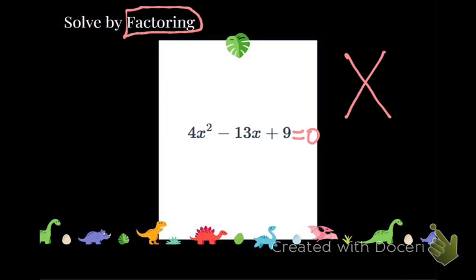Okay? Do you remember what goes at the top of the X? A times C. First times last. So what is positive 4 times positive 9? 4 times 9. I don't think it's 86. Okay? What goes at the bottom of your number puzzle? Negative 13, because that's the middle term. And the top is 36.